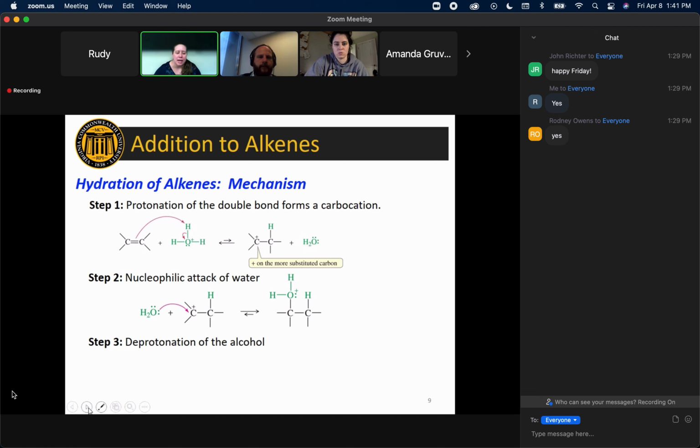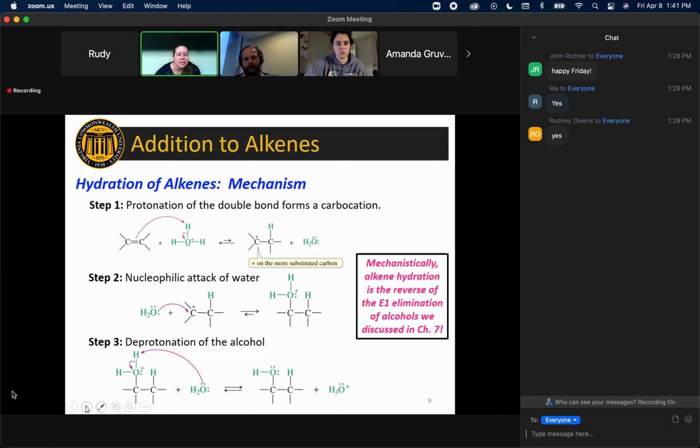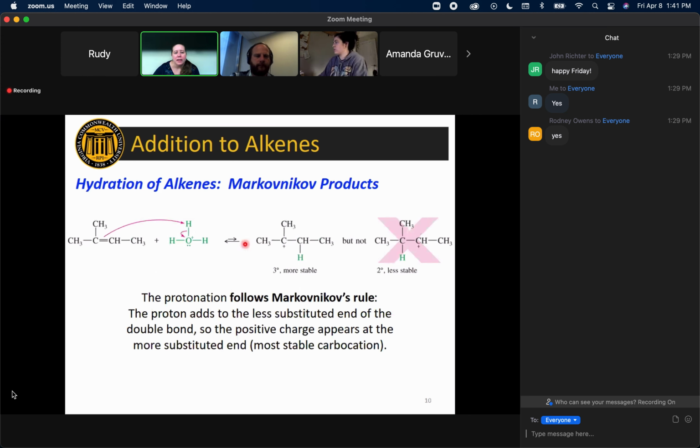We're almost done. Our last step, just to keep track of all of our bits and pieces and take care of all of our electrons, is to deprotonate that alcohol using another molecule of our solvent, which is water in this case. And that gets us to our product, which is now an alcohol, where we have added water across that original double bond. So hopefully you can see that this is mechanistically, step by step, pair of electrons by pair of electrons, exactly the reverse of the E1 elimination of alcohols that we've already talked about in a previous chapter. Okay, so it does indeed go under a Markovnikov rule.